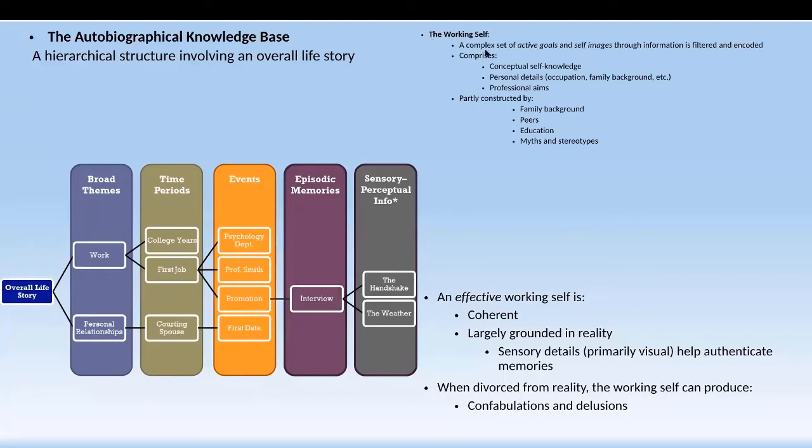Now, the working self is sometimes compared to working memory because it involves a more dynamic process. It involves a complex set of goals and self-images through information that is filtered and encoded. So it comprises conceptual self-knowledge and personal details, like occupation, family background, and professional aims. This working self is partly constructed by family background, peers, education, myth, and stereotypes. The effective working self should be coherent and grounded in reality, and when it is divorced from reality, the working self can produce confabulations and delusions, according to Conway's theory. Remember, this is just one of the most common theories.